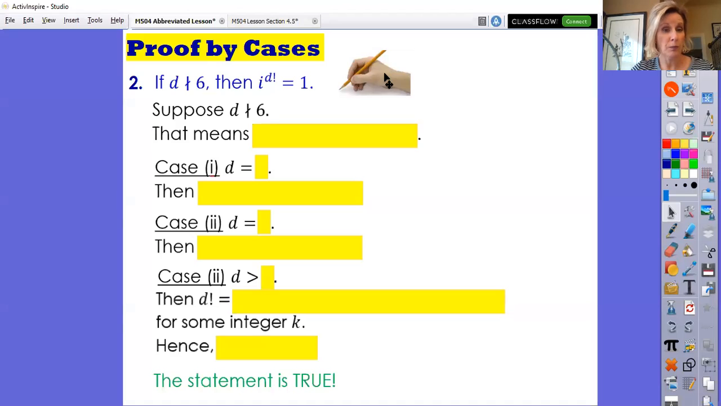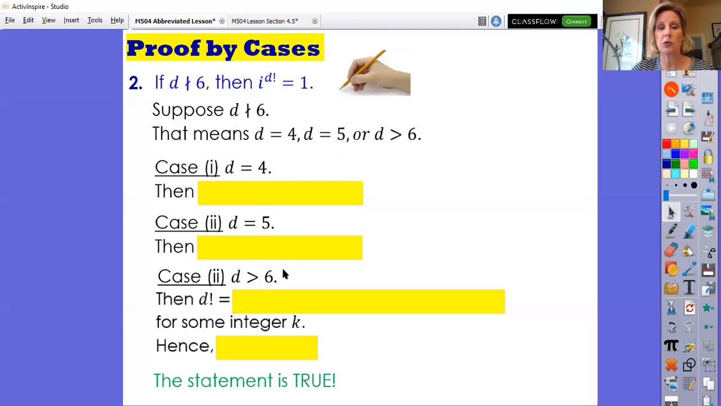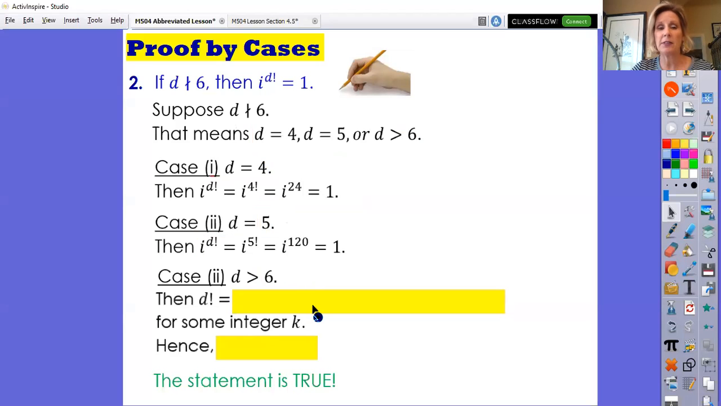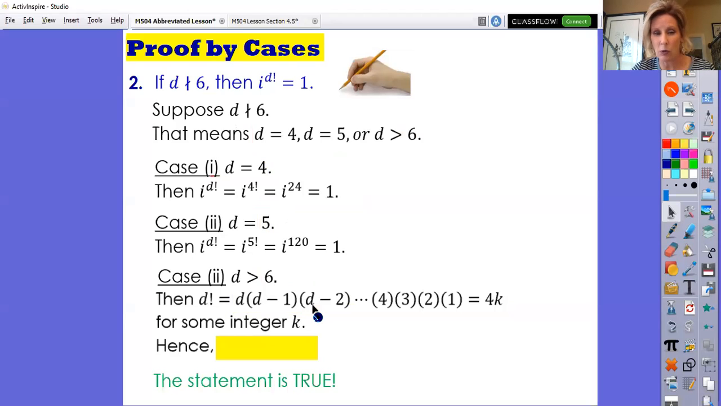So to review, we are going to suppose that d does not divide 6. We figured it out. That means d equals 4, 5, or d is greater than 6. So those were our 3 cases. In each case, we tested i to the d factorial power. In the third case, we had to talk a little bit more about what d factorial would equal. But we also figured out in that case that i to the d factorial power is 1. So if I'm getting a true statement for the 3 individual cases, then the overall statement is true.